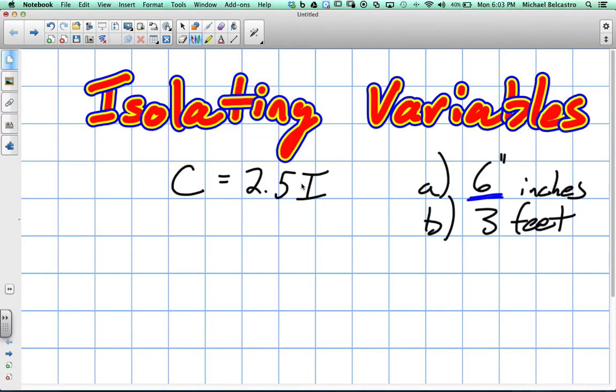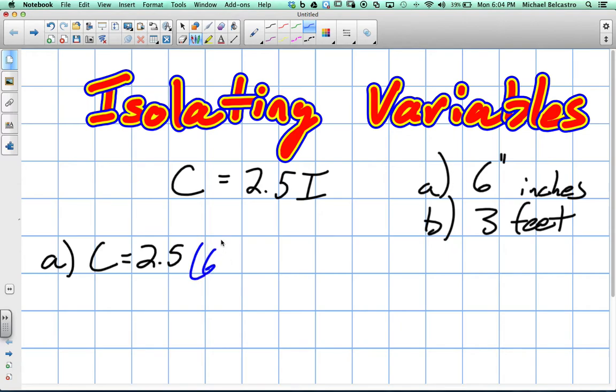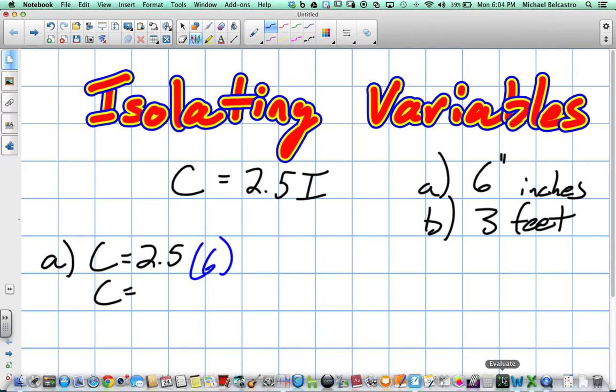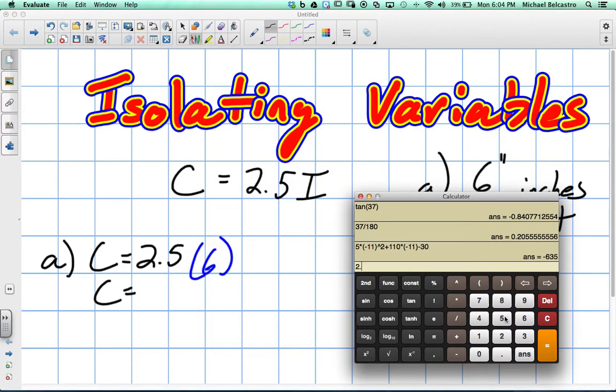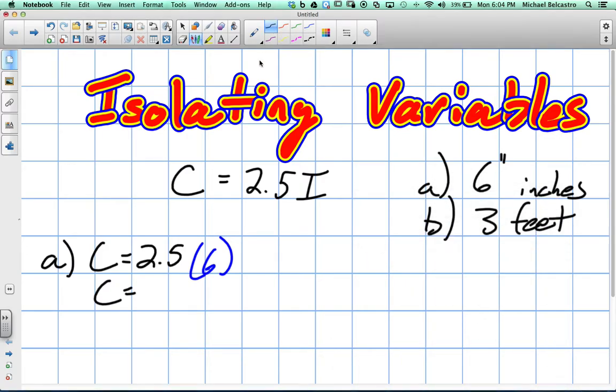Because this is number 6 for inches, we're replacing the letter I with what number? 6. Yeah, that's right, just 6. So it's very straightforward, this one, right? So we'll get C is equal to 2.5 multiplied by 6. Do either of you have a little calculator? Right. I think I have one. So let's take a look at that. 2.5 times 6, 15. Great. So apparently 6 inches is equal to 15 centimeters. So that's just strictly plugging a value in.